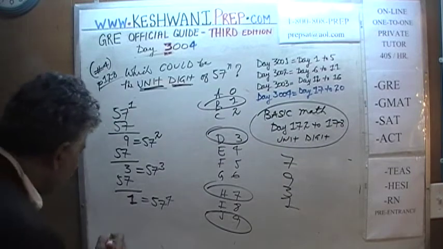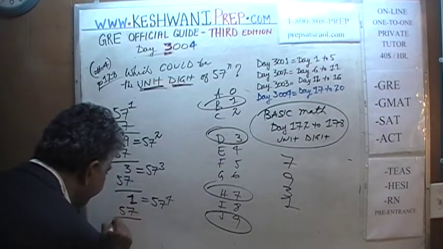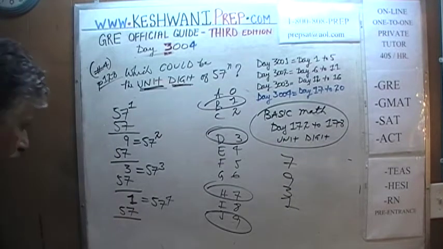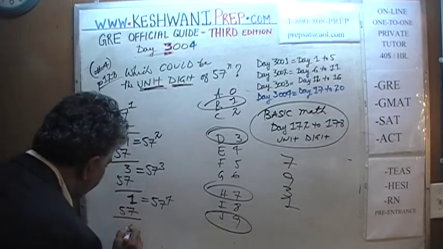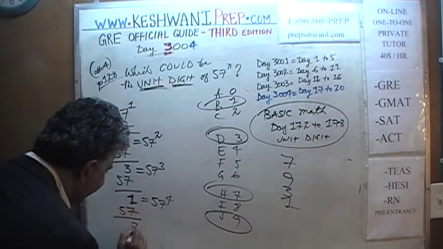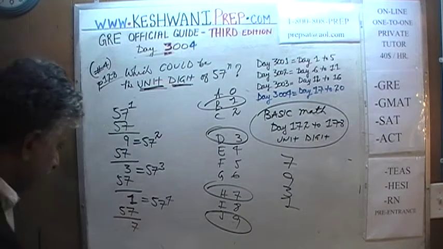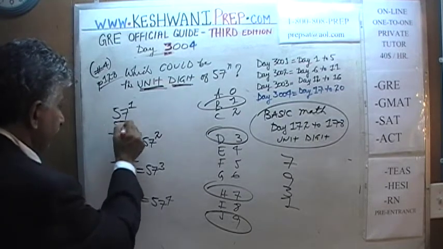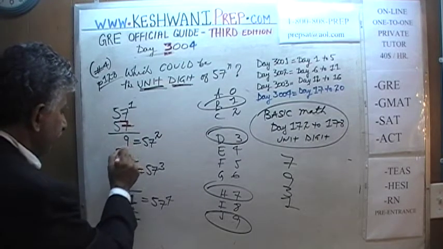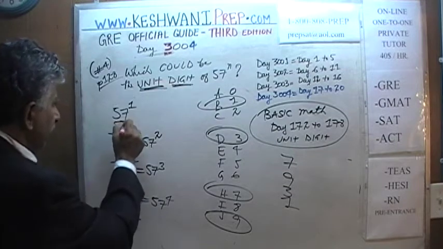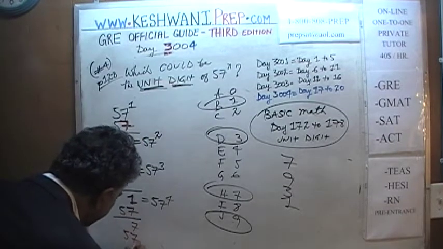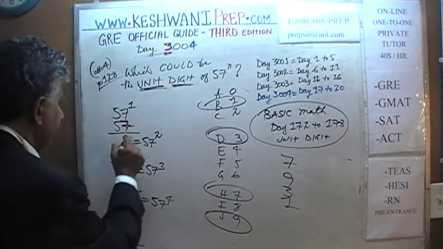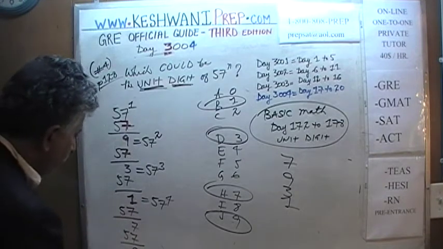Because what's going to happen if you multiply by 57 one more time? It's going to end in a 7. And then if you multiply one more time, take the 7 multiplied by 57 one more time, it's going to end in a 9, just like here. Multiply by 57 one more time, it's going to end in a 3.